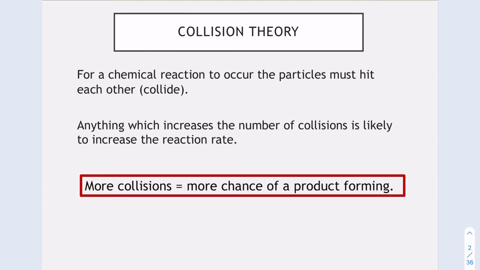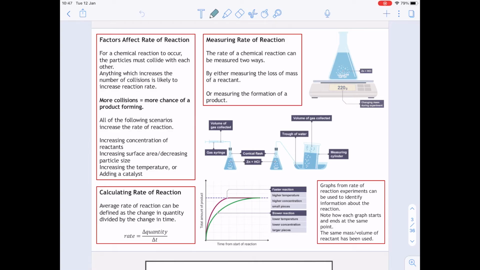It's likely to happen. This slide basically explains all of rates of reaction at a National 5 level, so we'll start on the left hand side at the top. For a chemical reaction to occur, particles must collide with each other, and anything that increases the number of collisions is likely to increase the reaction rate. All of this can happen in 4 different ways. You increase the concentration of your reactants, you can increase the surface area or decrease the particle size, so they're interchangeable, you can increase the temperature, and you can add a catalyst.